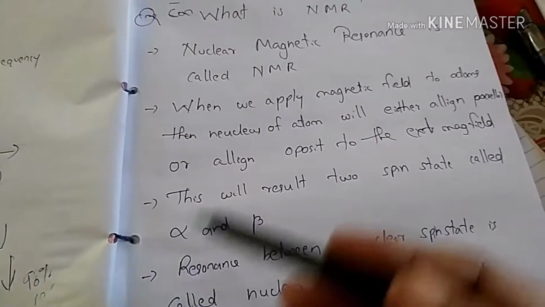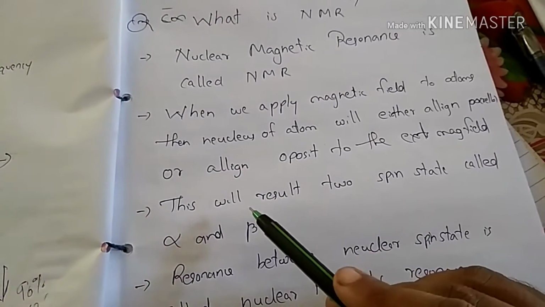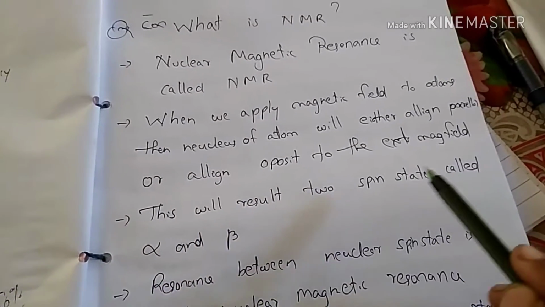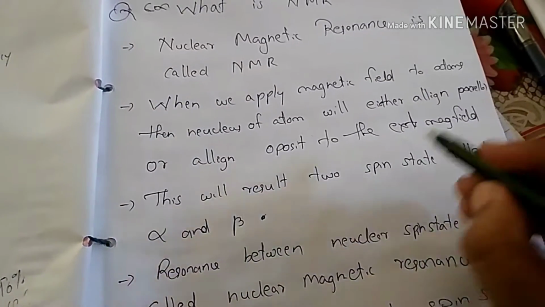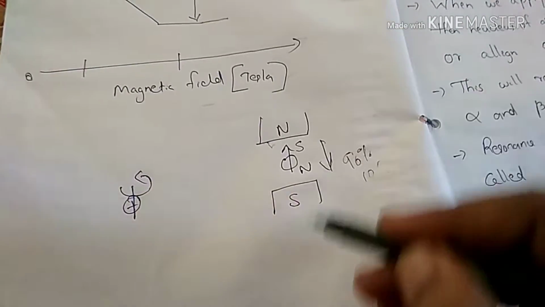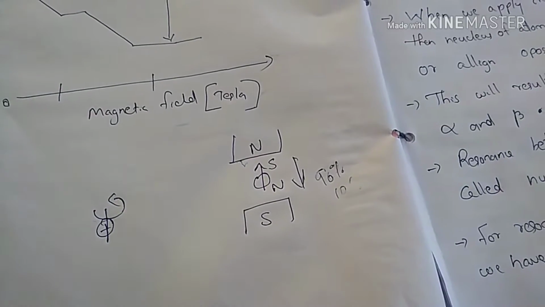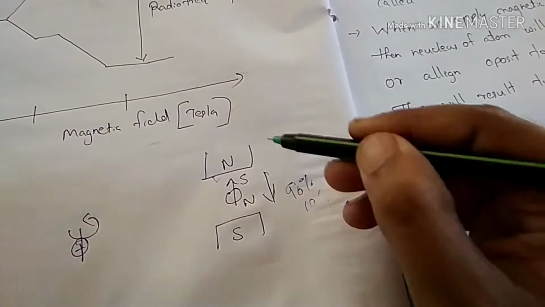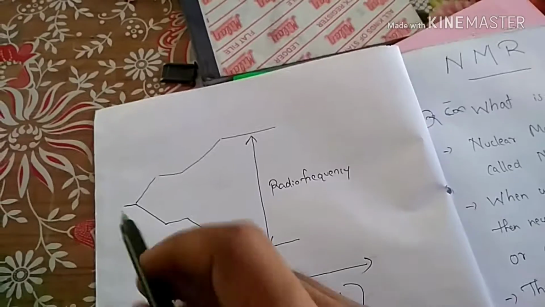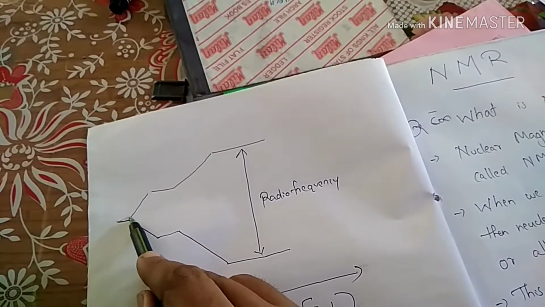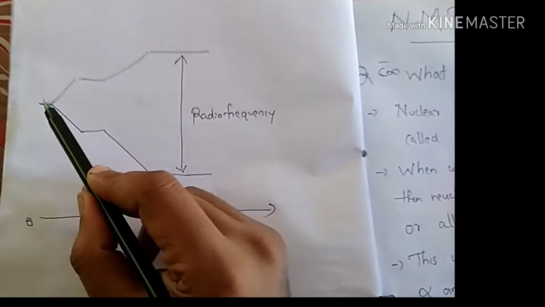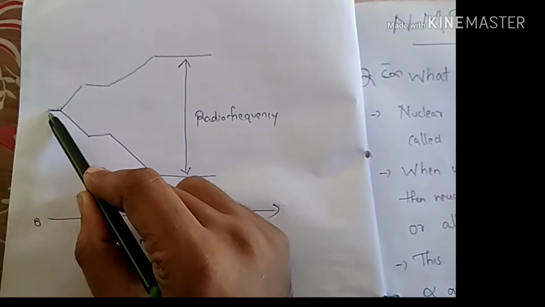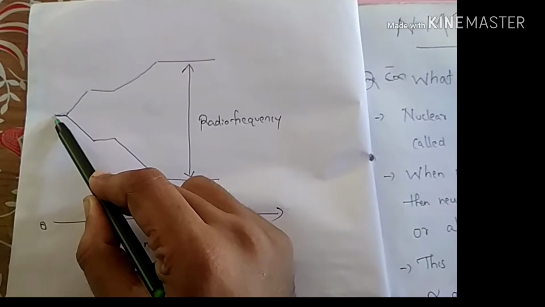So we will get two states. This will result in two spin states called alpha and beta. The alpha spin state is aligned parallel to the external magnetic field. The beta spin state is aligned opposite to the external magnetic field. If initially the spin is like this, there is no energy, so initially there is no splitting of the atomic nucleus.